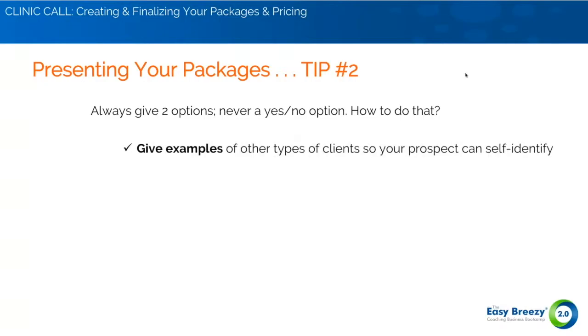You can give examples of other types of clients so your prospect can relate, so they can self-identify. So when I'm talking about these 2 packages, the Jumpstart package and the Total Results, and by the way, the Jumpstart and the Total Results, that's the packages that Kate and I used in our coaching business for, oh my gosh, a dozen years maybe, and that's what we offered. It's how we built our business. It's what we do, right? So we're not just making this up.